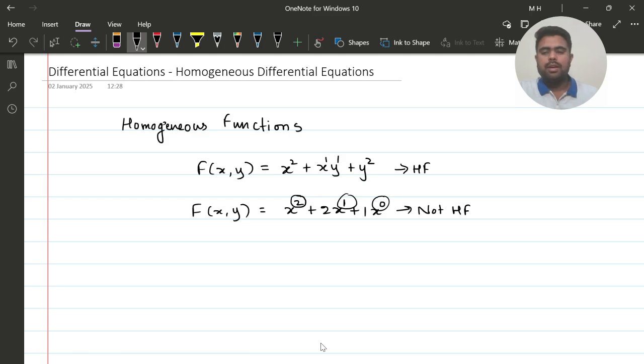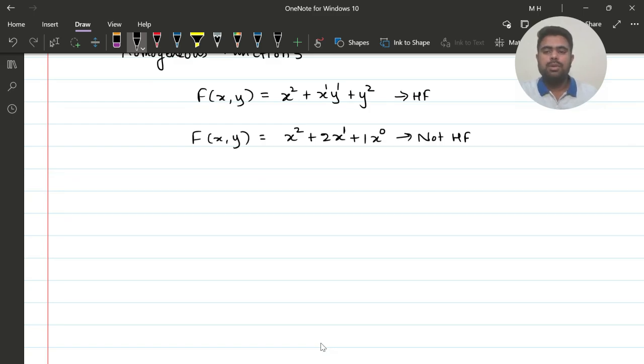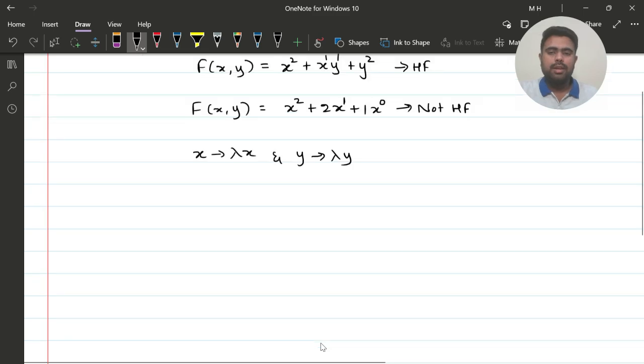If I take the properties of these two functions, and I have to make a standard method to verify whether the given function is homogeneous or not, what we will usually do is, in the first step, we substitute x equal to lambda x. In the place of x we substitute lambda x, and in the place of y we substitute lambda y.